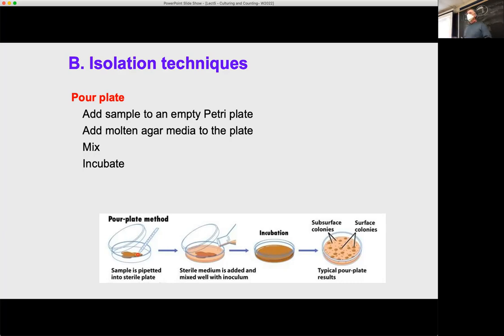After reading week, we get to do this, I think. We're not doing it tomorrow. Tomorrow it's gram staining. Okay.